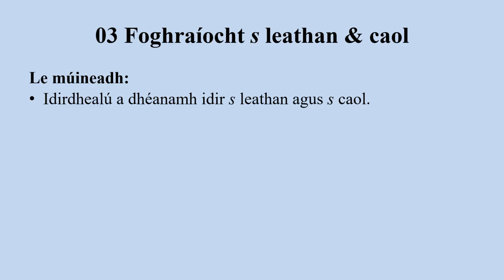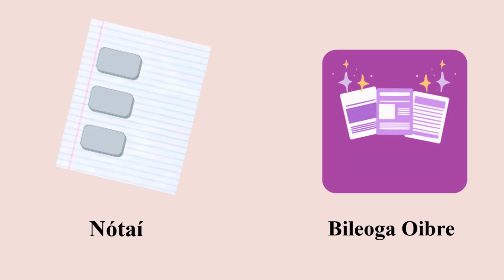And that's the end of section 3, pronouncing broad and slender S, differentiating between the sounds of broad S and slender S.